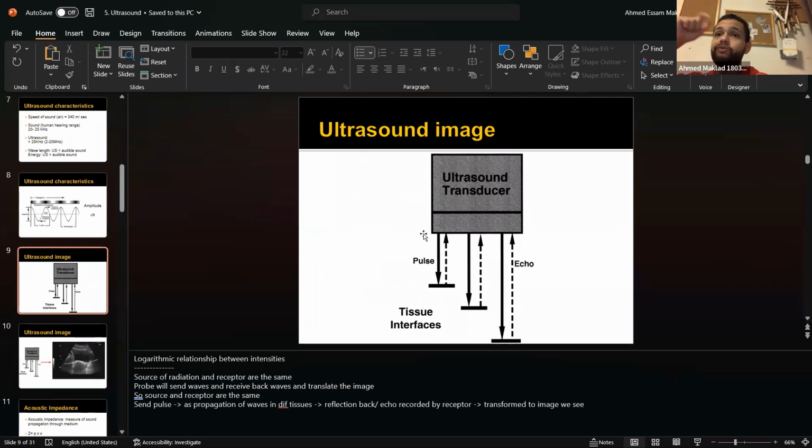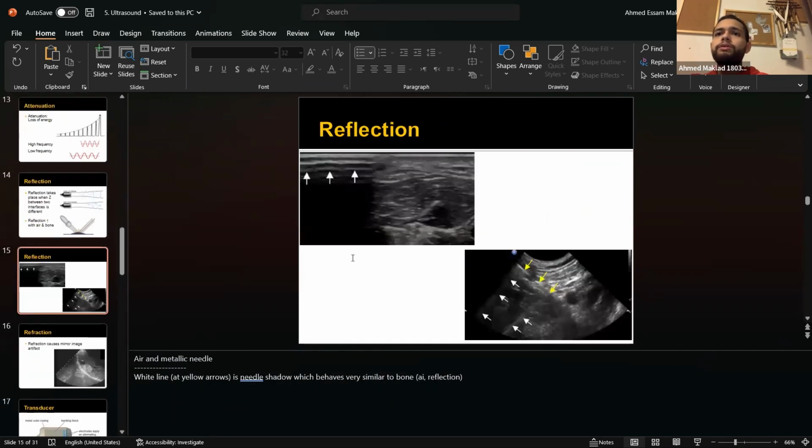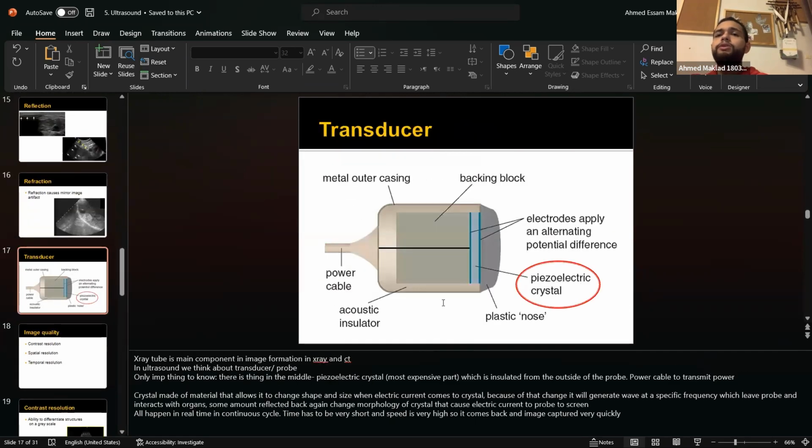Now this is actually how the image is formed. I need you guys to know that ultrasound uses sonography. When you hear sonography or ultrasound, they're synonymous. They're the same thing. There's this one picture I want you guys to see, this picture right here.